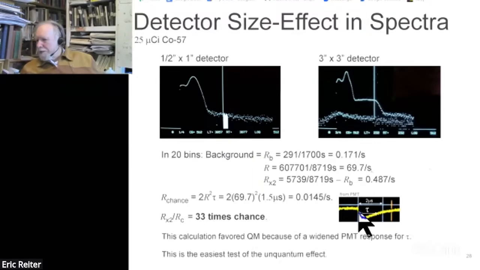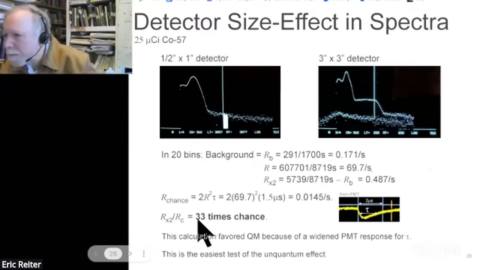Oh, and here's an actual pulse on the oscilloscope, and you can measure a time. And it's a conservative measure because it's a big time. And it's in favor of quantum mechanics to use a bigger time. So you use a time that you could get from the oscilloscope, you calculate chance, and lo and behold, up here, you get 33 times chance in this incredible plot, in this incredible experiment.